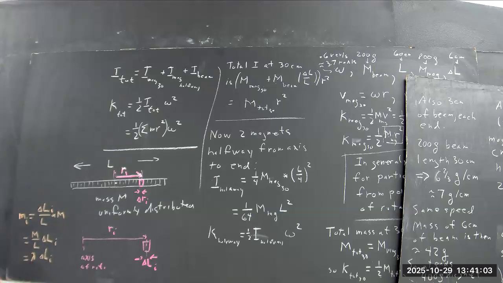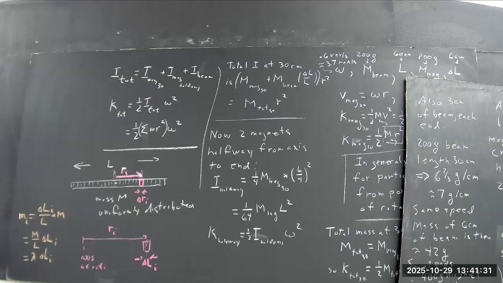We're going to call that lambda because it's a linear density. It's a density per unit of length. If it was a density per unit of area, we'd call it sigma. If it was density per unit of volume, we'd call it rho. I'll use lambda because it's pretty standard. You've got lambda times delta L sub i. That's the mass of the ith increment.